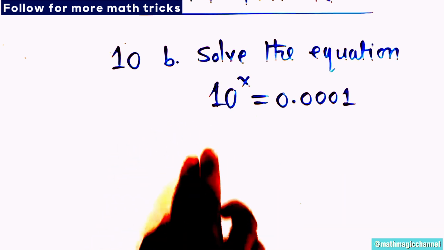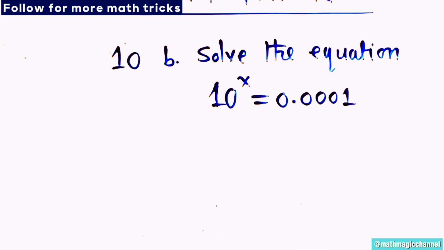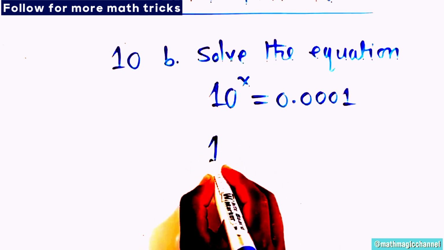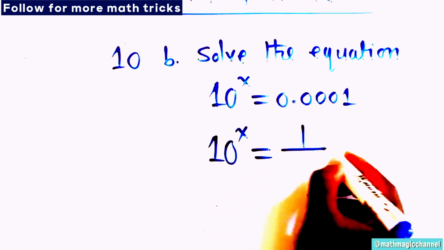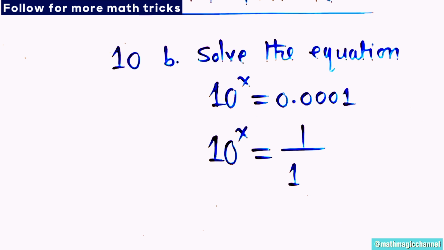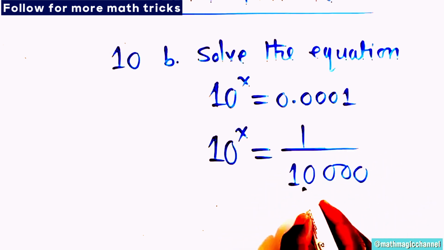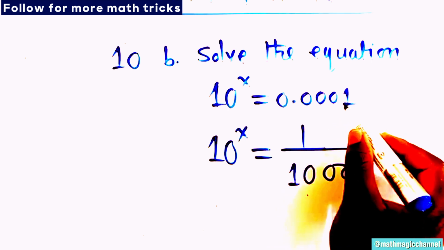So, how do we solve an equation like this one? To answer this, we need to apply the laws of indices. We will write this in fraction form. We know that 10 power x is equal to 1 over 10,000. If you try 1 over 10,000, it gives us 0.0001. This is what we're getting.